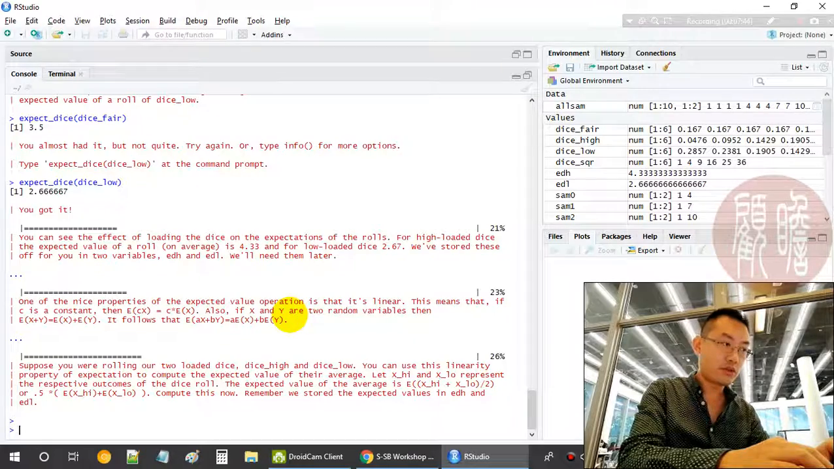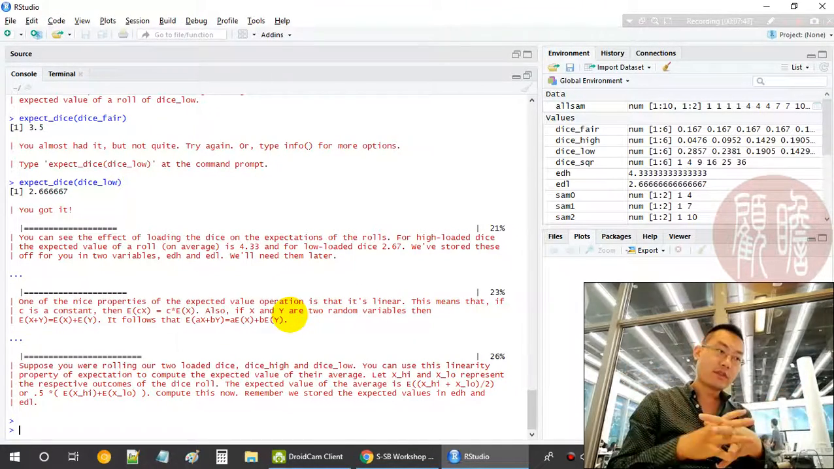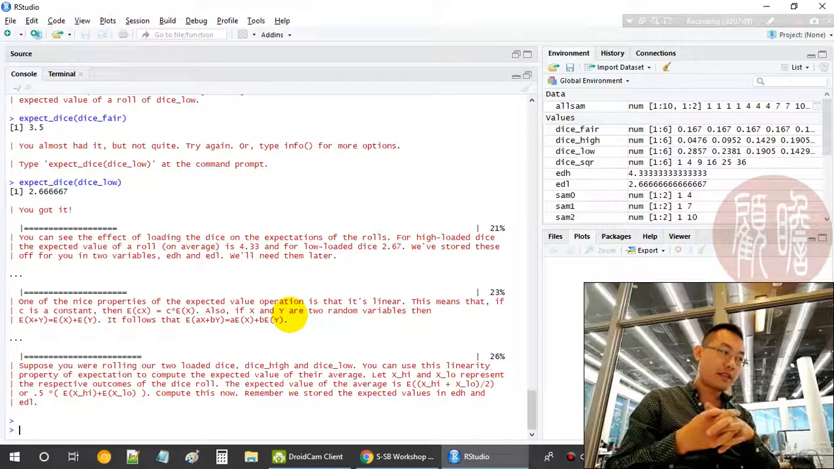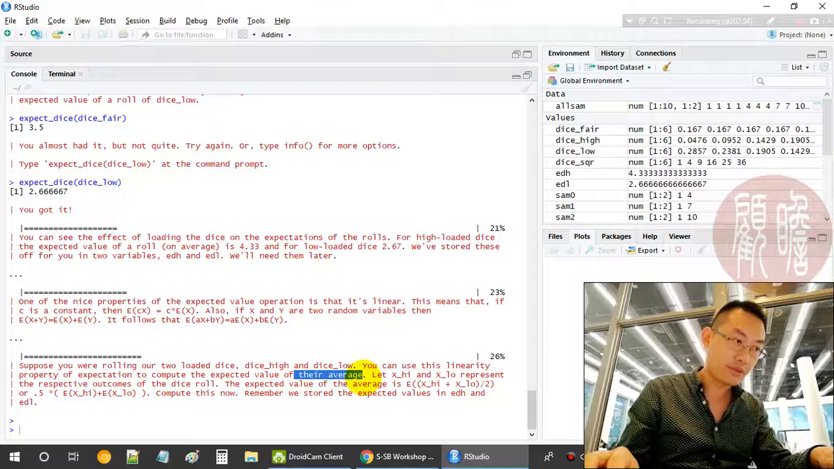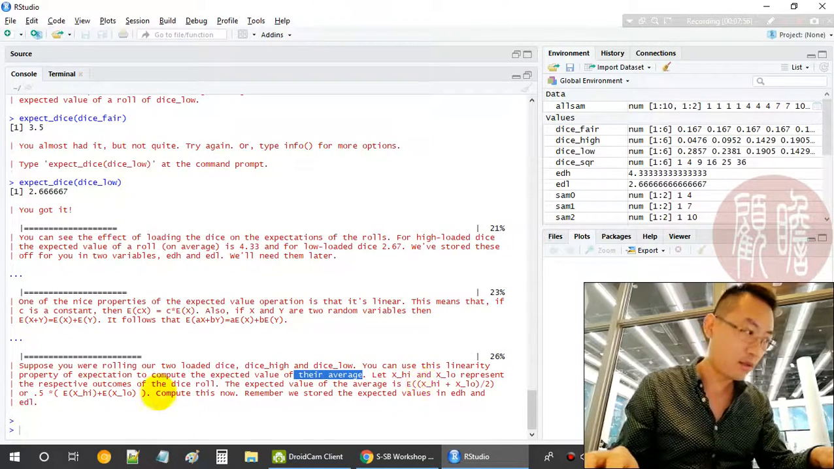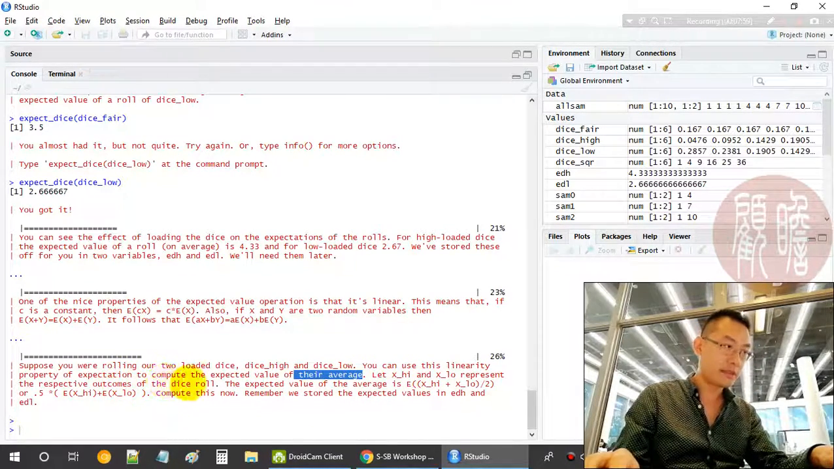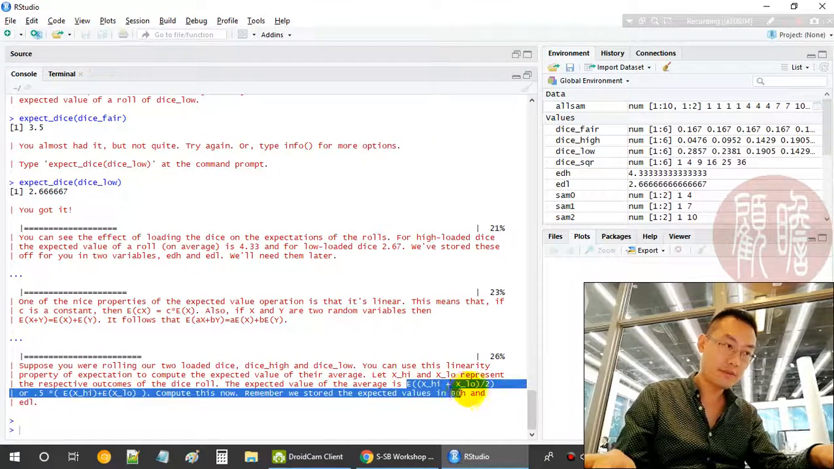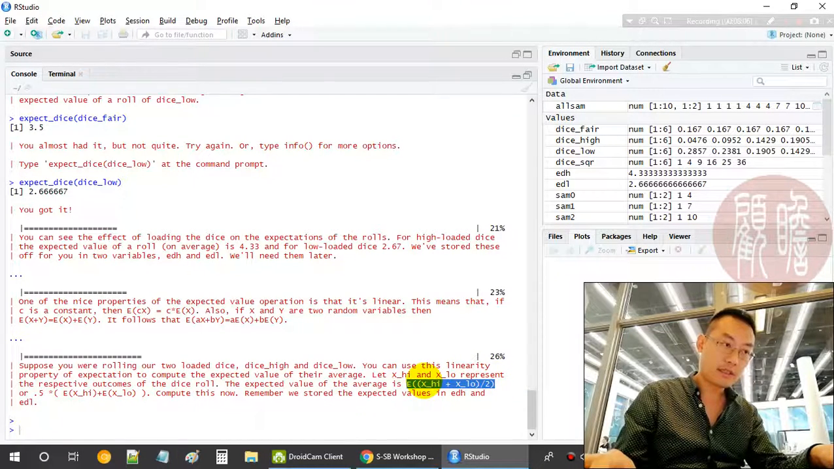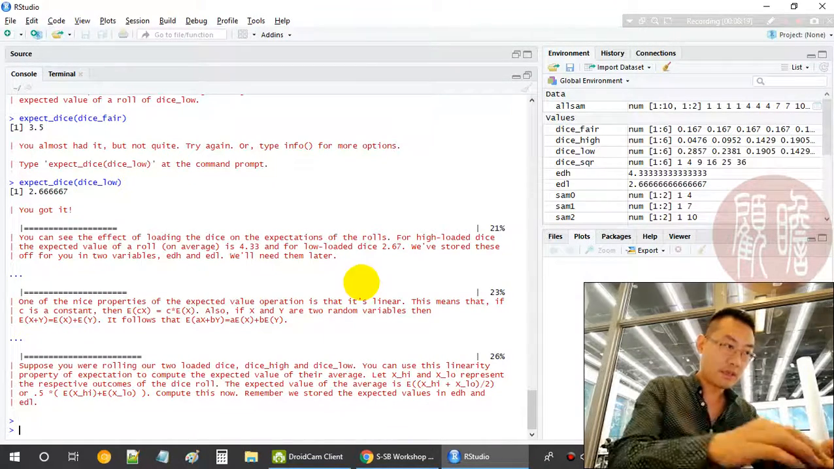Suppose you are rolling two loaded dice, dice high and dice low. You can use this linearity property of the expectation to compute the expected value of their average. Let x high and x low represent the outcome of the dice rolls. The expected value of the average is expected high plus expected low divided by 2, or 0.5 times expected high plus 0.5 times expected low. Compute this now. Remember, we stored the values.